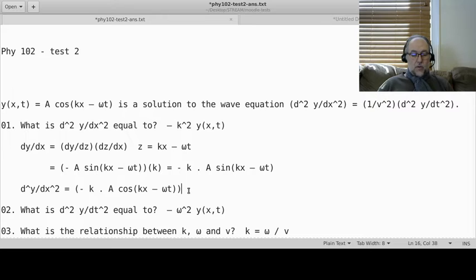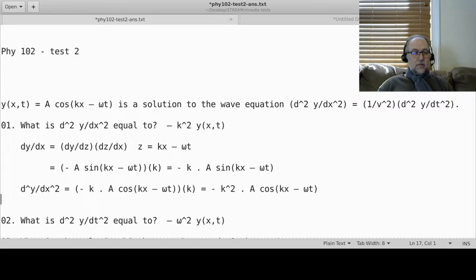And then you have to differentiate, once again, the entire argument with respect to x. That is kx minus omega t. Differentiate that with respect to x, and you just get a k like that. And let me clean that one up for you. It's basically going to equal this, but there's two k's now, so it's k squared. And we've almost got the answer.